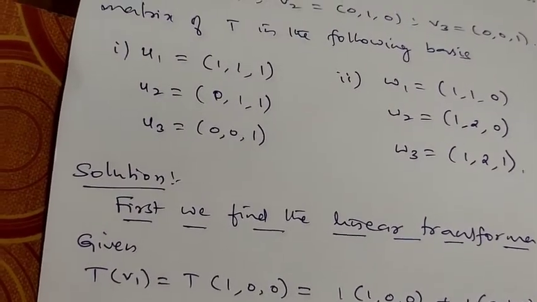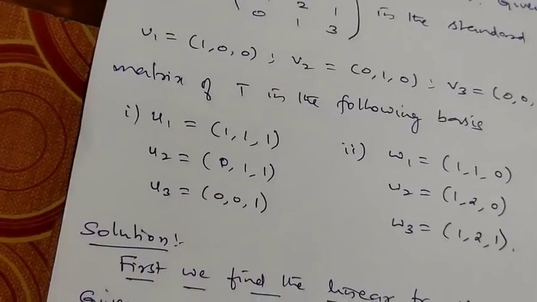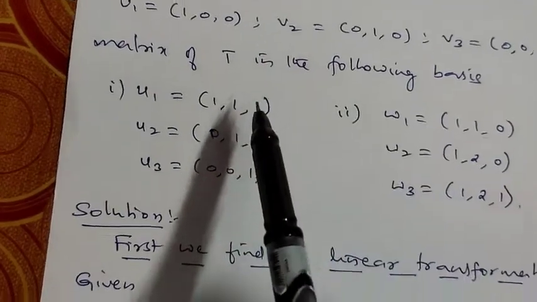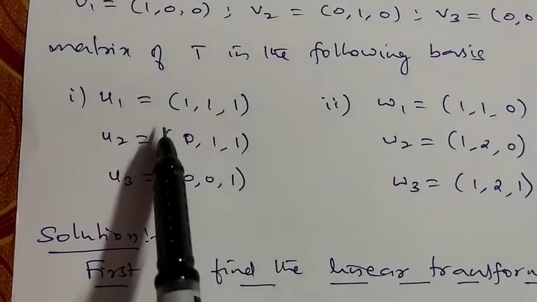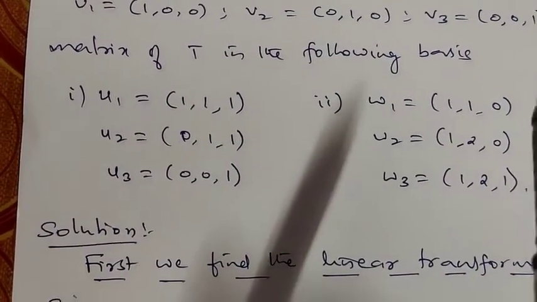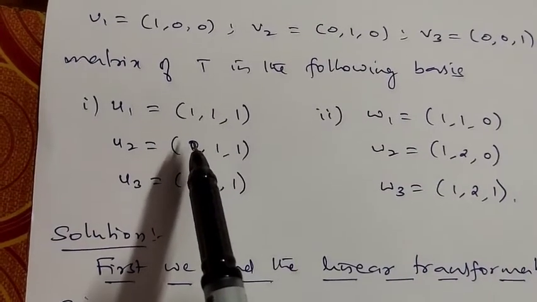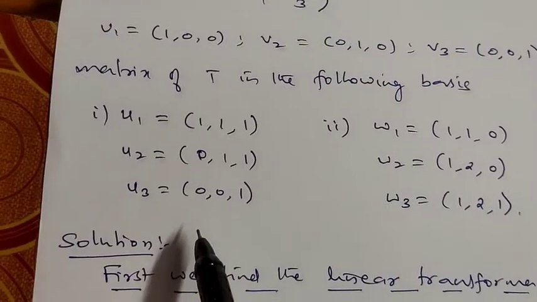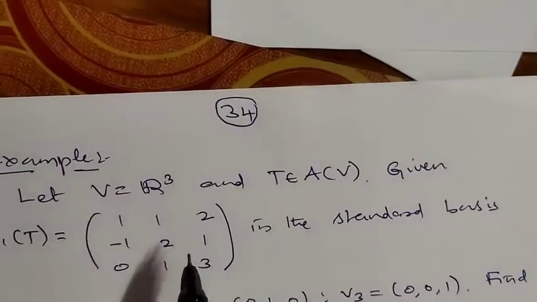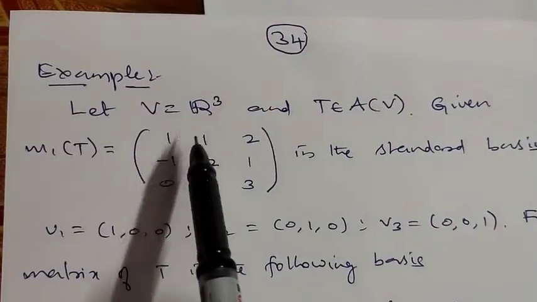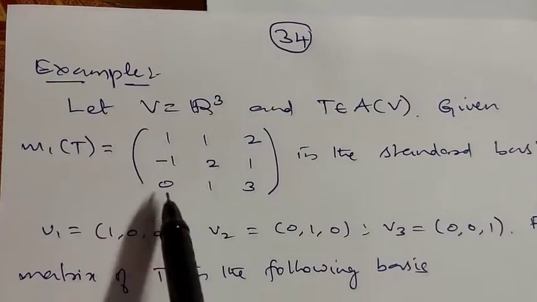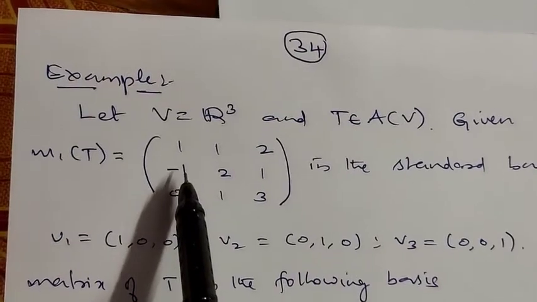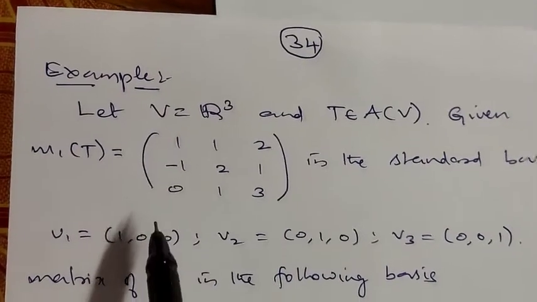Okay. So now let us find the matrix of T in the new basis U1, U2, U3. To find the matrix of T related to the basis U1, U2, U3, first we need to find how the transformation looks. We were given the matrix of some transformation which is T. So we need to know how the transformation itself looks.